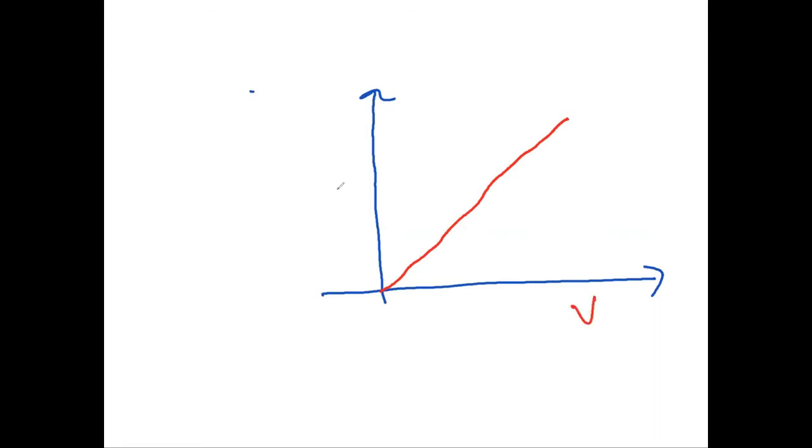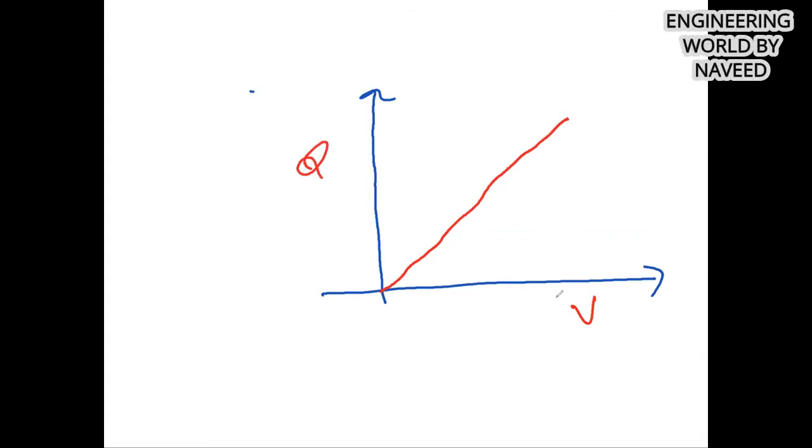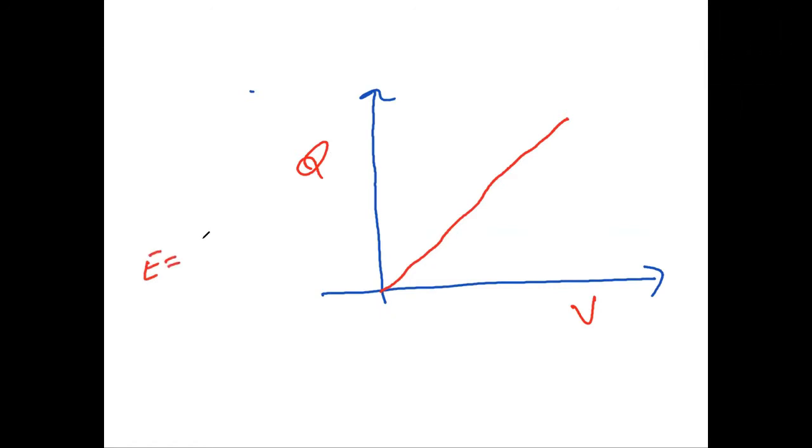So V times this is Q. Okay, so if you want to find the energy, your energy will be equal to this times this. Actually, the area under the curve gives me energy. Okay, this area will give me energy.